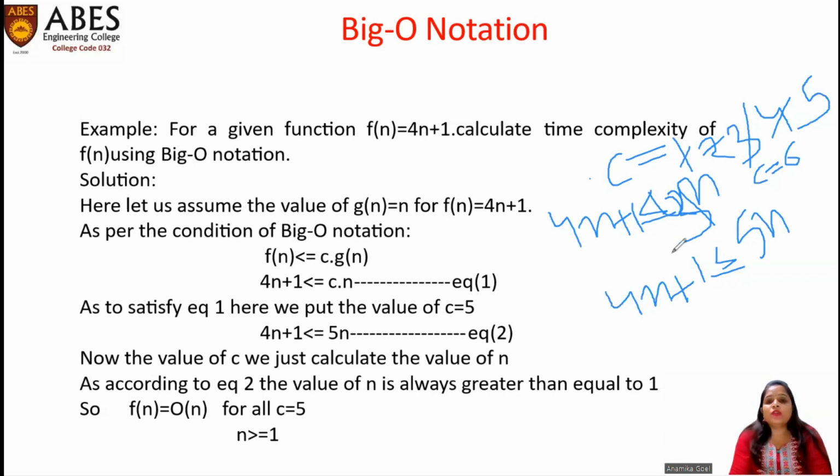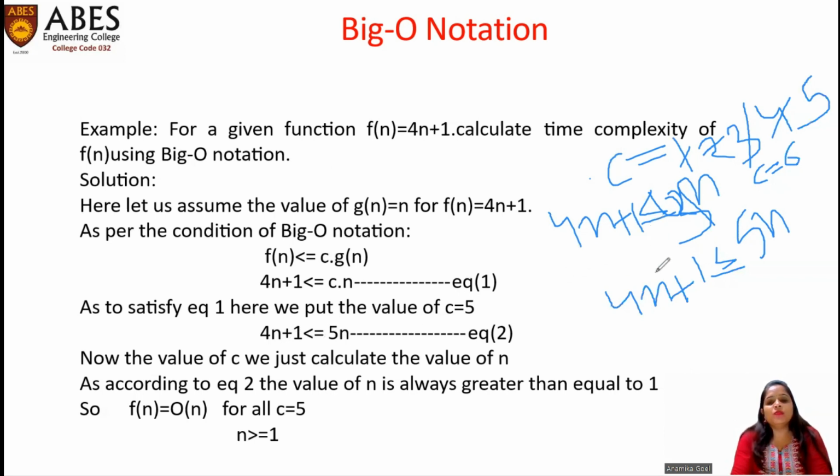So, in the case of Big-O notation, we always consider the least upper bound value of c. Here the least upper bound is c equal to 5. Okay. So here we put the value of c equal to 5. So, 4n plus 1 is less than or equal to 5n.